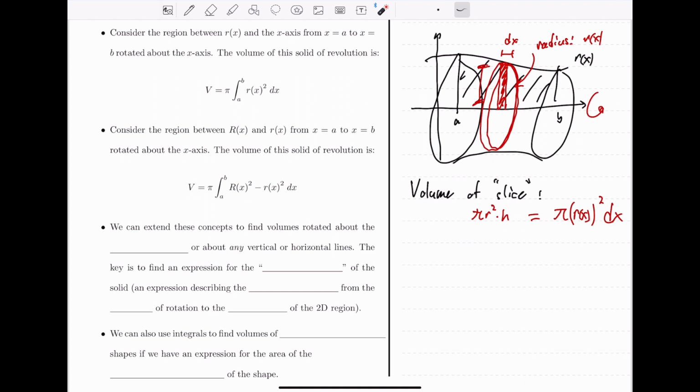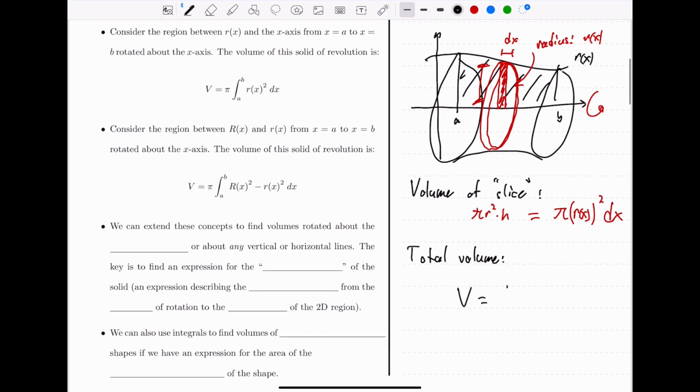How do I find the total volume? Well, I add up all those volumes by using an integral. So the total volume of this three-dimensional solid is the integral of this representative slice.